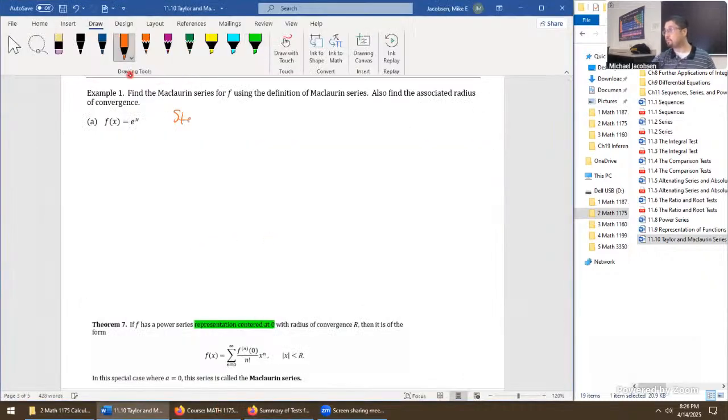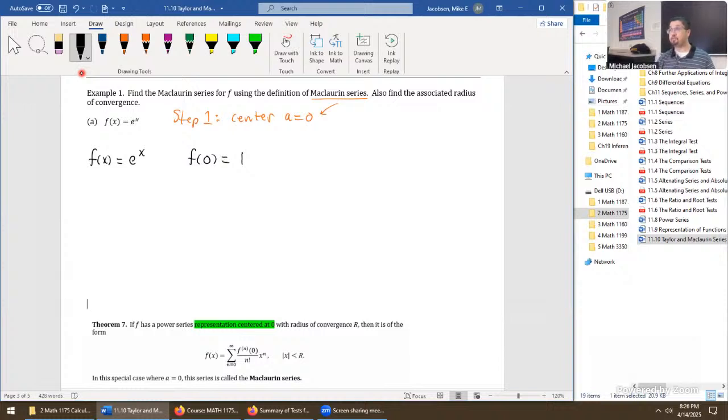Step 1 is to do the following. Let's indicate the center is a equals 0. Again, only because it said Maclaurin series. That means we're going into a 2-column system where we put in f of x, e to the x, and f at the center 0 as well. We need to do both evaluations.